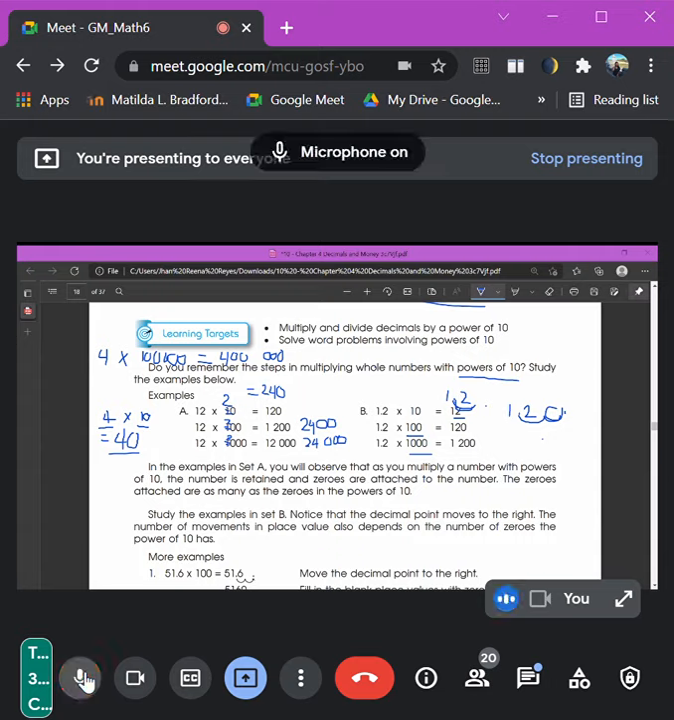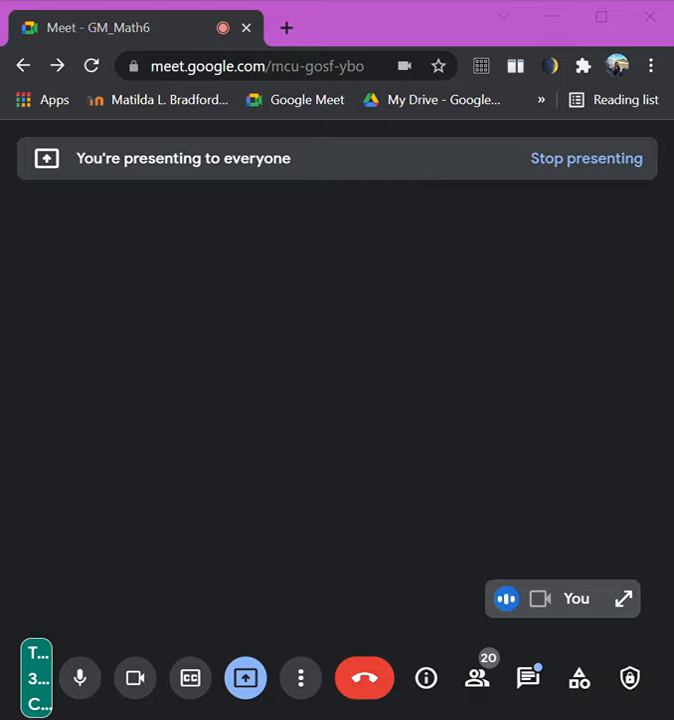How many zeros are in 1,000? Three. So we also moved the decimal point three places. So 1, 2, and 3. And then we put a 0. So you will have there your answer as 1,200. So that is how you are going to multiply decimals with the powers of 10.